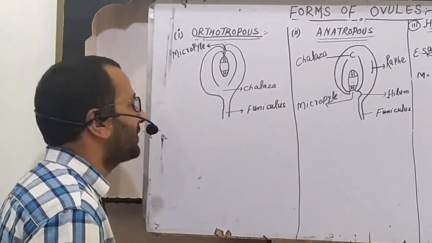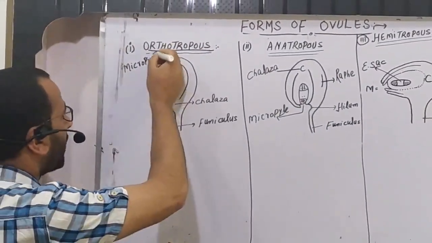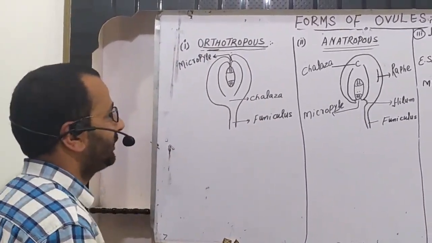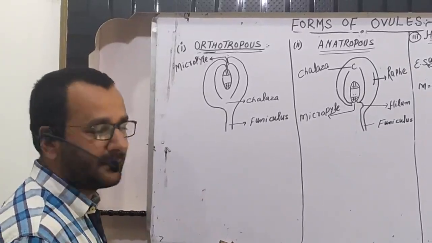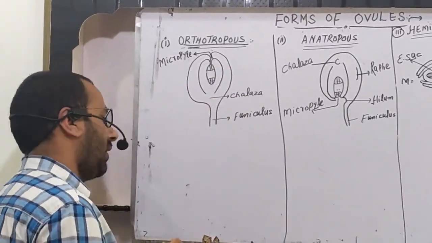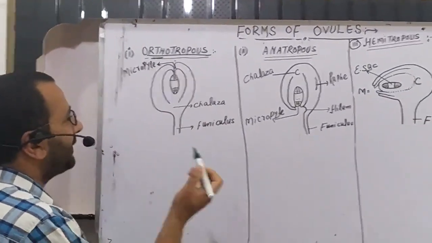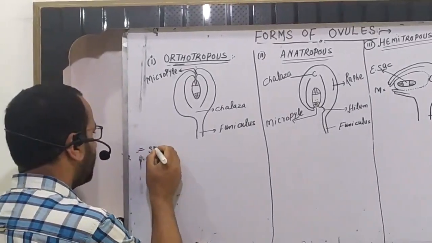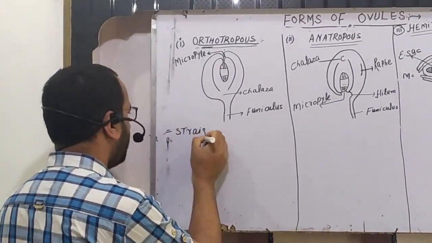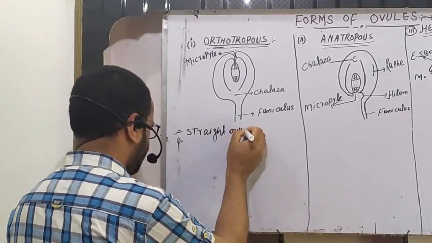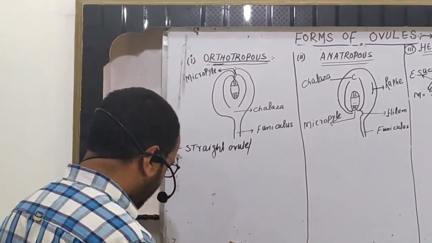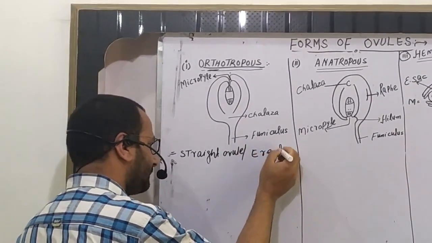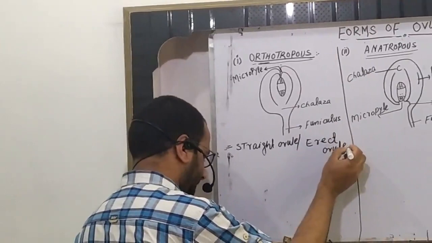What is an orthotropous ovule? Orthotropous ovule, it is the first form of an ovule. Among the 6 forms, it is the first form, orthotropous. Orthotropous is sometimes also called straight ovule, or it is also called erect ovule.